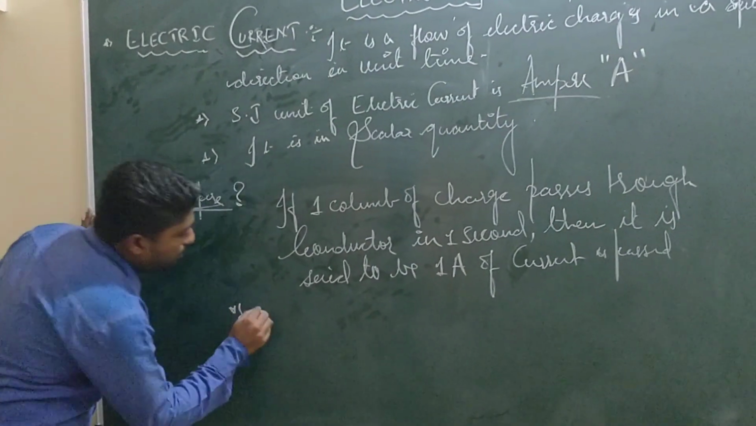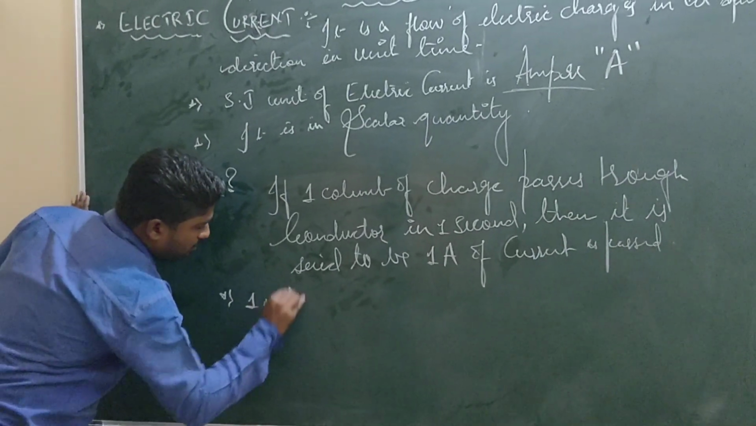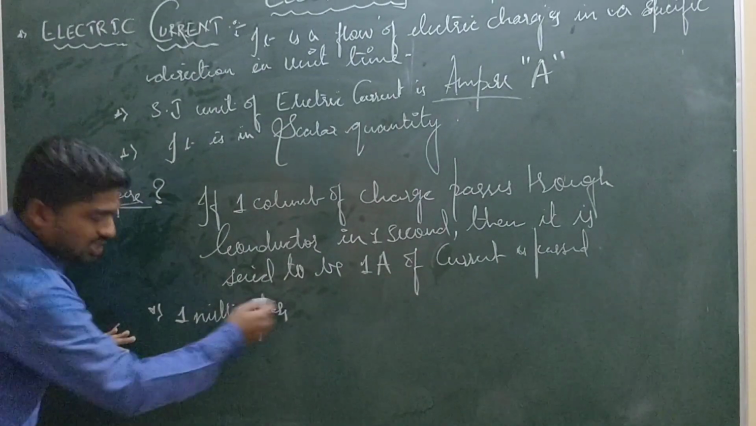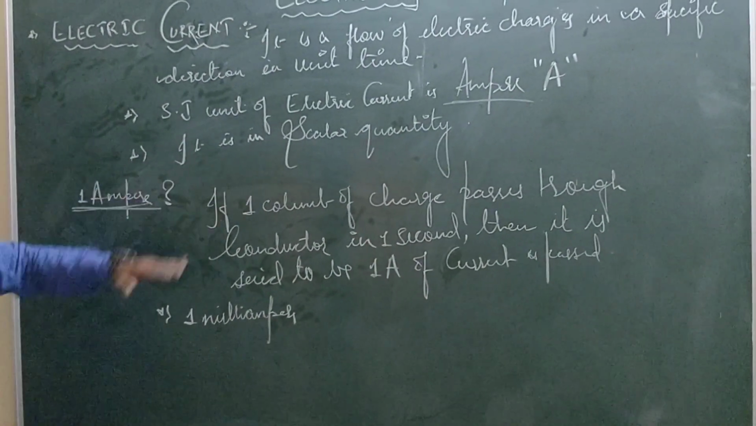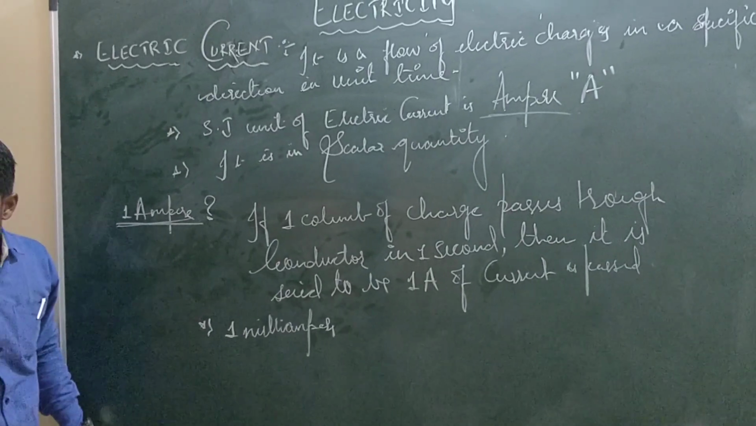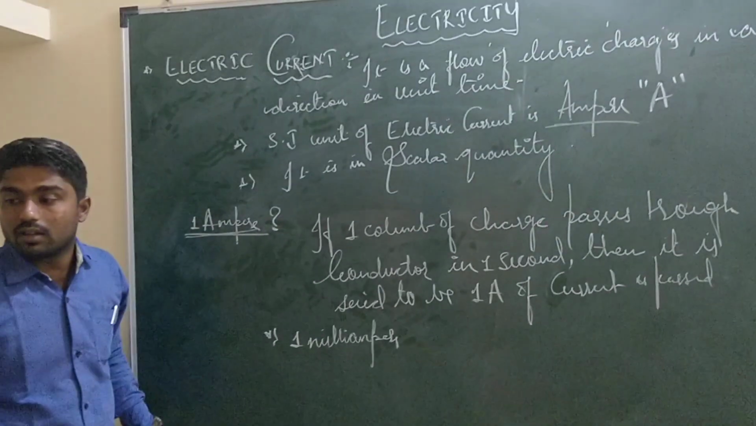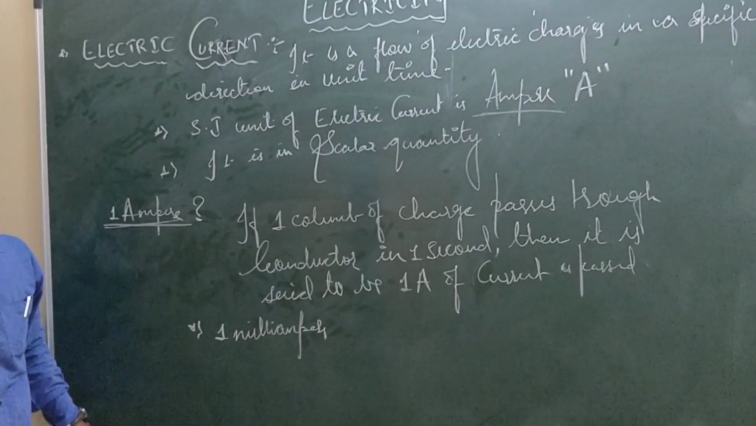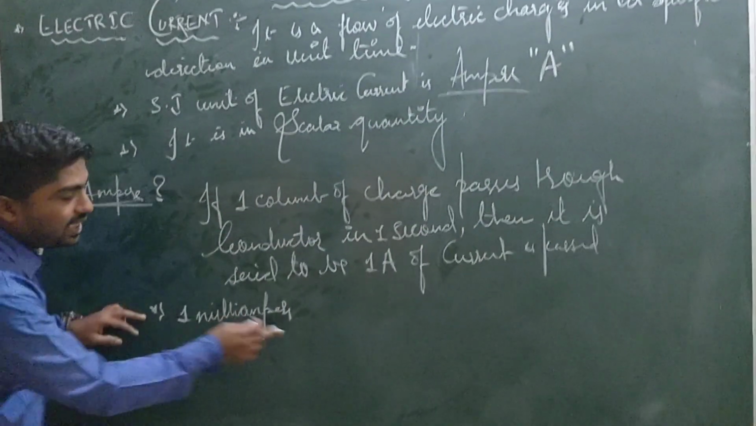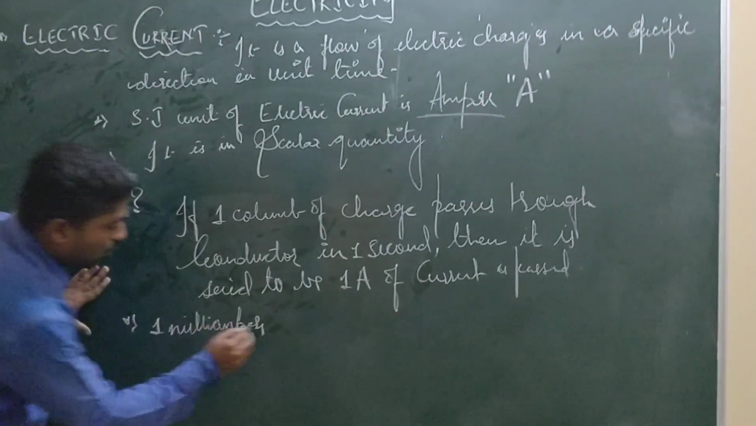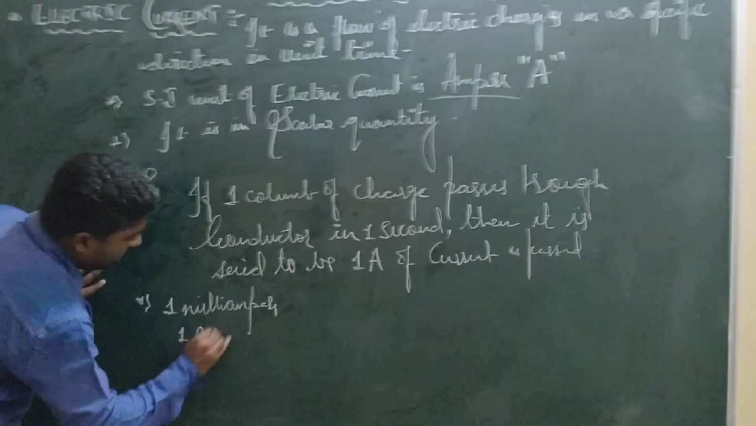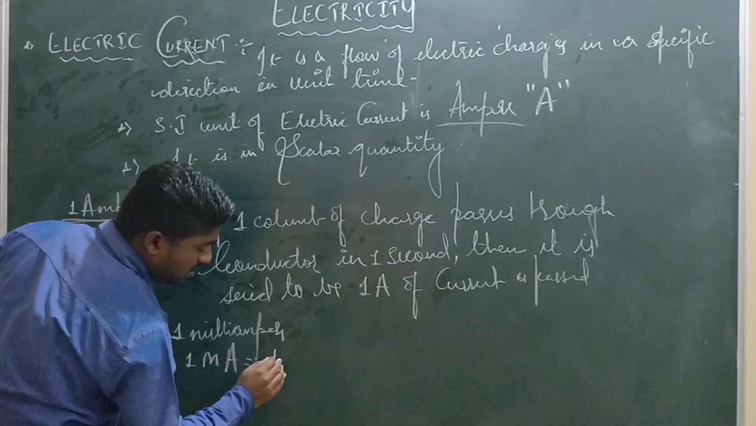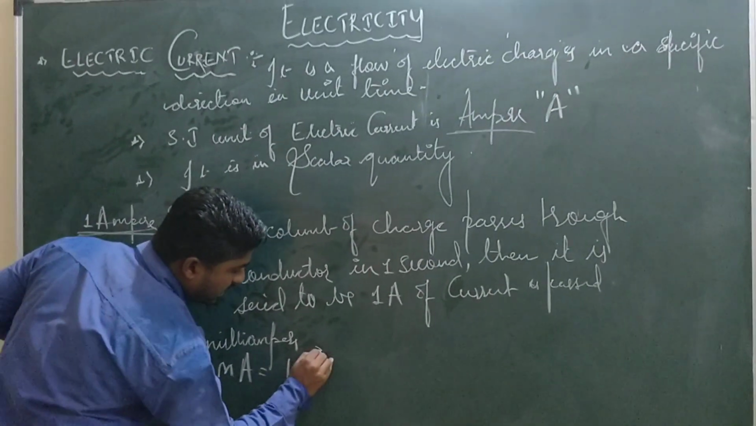First one, 1 milli ampere. What is the value of 1 milli ampere? 1 milli ampere is equal to? Yes. 1 milli ampere is equal to 10 raised to minus 3.